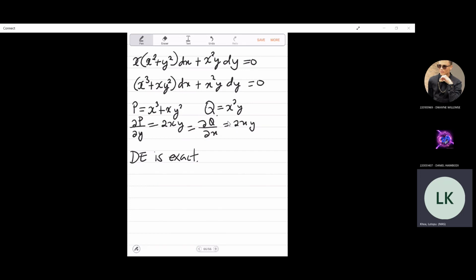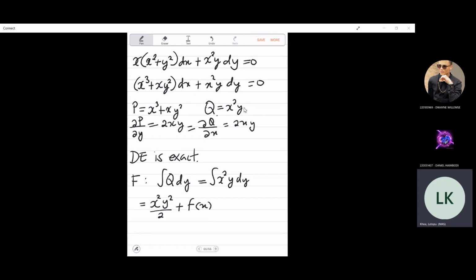So that means we can integrate p with respect to x or q with respect to y. I'm going to integrate this one just because it has only one term and this one has two terms, so it's easier to integrate that one. So our function f will look like this: the integral of q with respect to y, which is equal to the integral of x squared y dy, and this is x squared y squared divided by 2, and then we add a function of x.